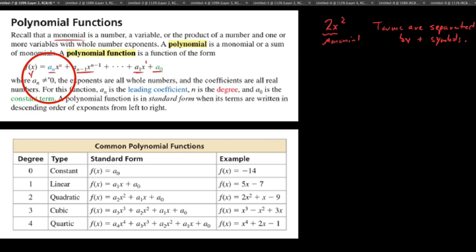So a few things of note here. We say a subscript n, this first coefficient, isn't 0. If it were 0, that term wouldn't exist in the first place. And we say the exponents are all whole numbers.